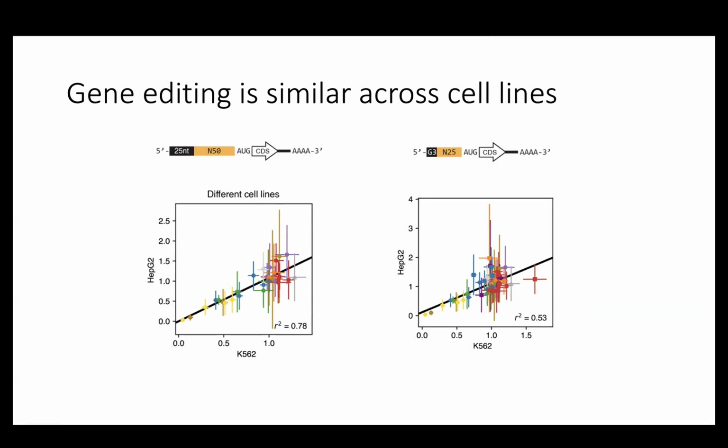The second question is, can we target protein production to one cell type or another, typically to minimize side effects? And so one question you could ask is, could we do this at the level of translation? In these assays, we just tested our editors in a couple of different cell lines, and essentially found that editing efficiency, it's noisy data here, but editing efficiency is quite correlated.